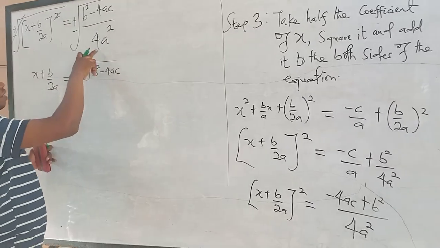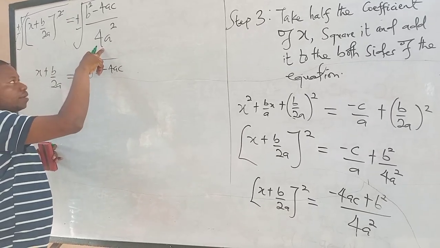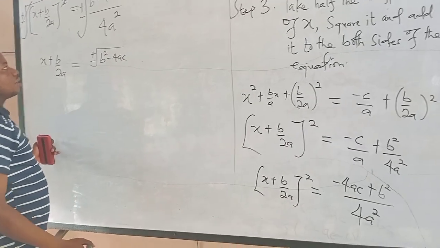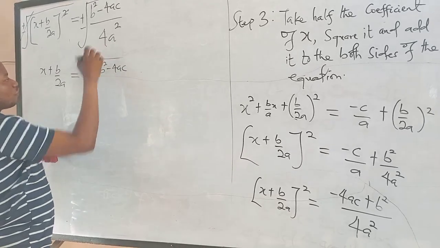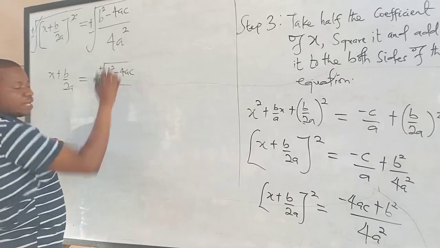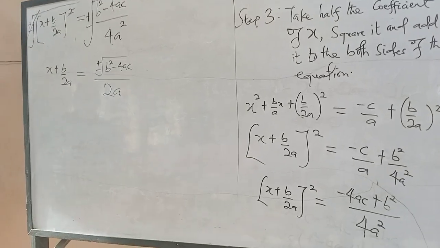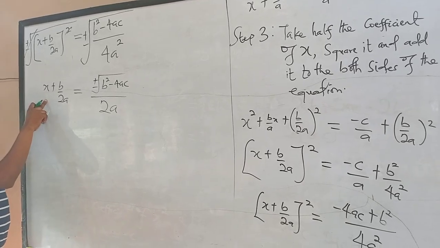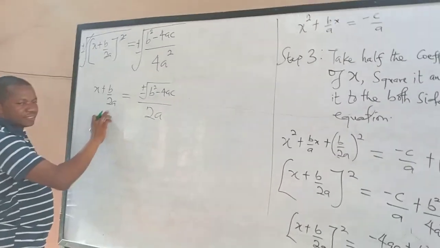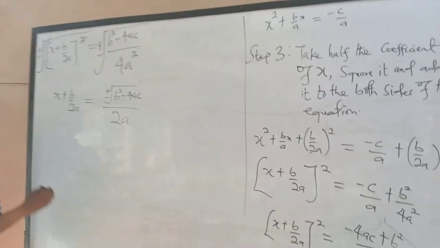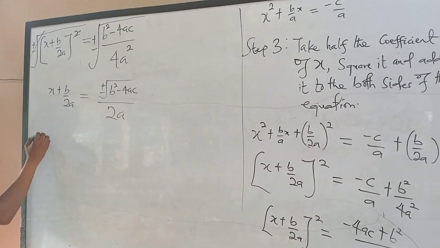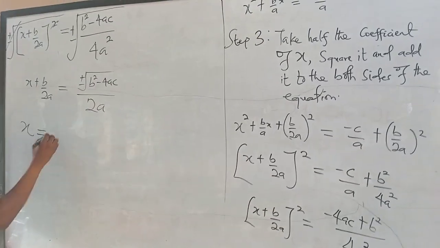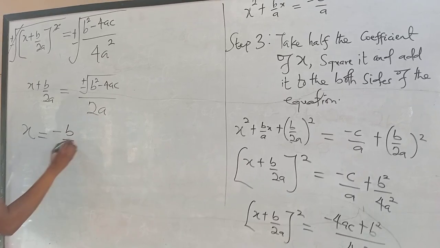Now coming here, 4 is a perfect square. Then a squared is also a perfect square. So the square root can have effect there. The square root of 4 will give me 2. The square root of a squared will give me a. Now, seeing this, our idea is actually to get the value of x. So I'm going to transfer this to this side. So x is equal to, moving this to this side, it is positive here, so moving here becomes negative: minus b over 2a.